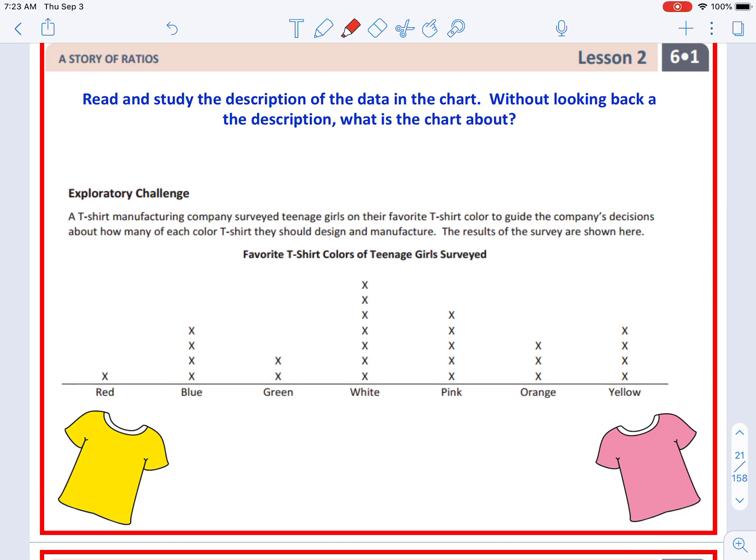So we look below. They asked girls what their favorite color of t-shirt was, and 7 of them chose white, so white was the favorite. 5 chose pink. Yellow and blue tied with 4. The next one was orange with 3. Green had 2, and the least favorite was red with only 1 vote. Those were the results of the survey. So we're going to use this data for the next questions.